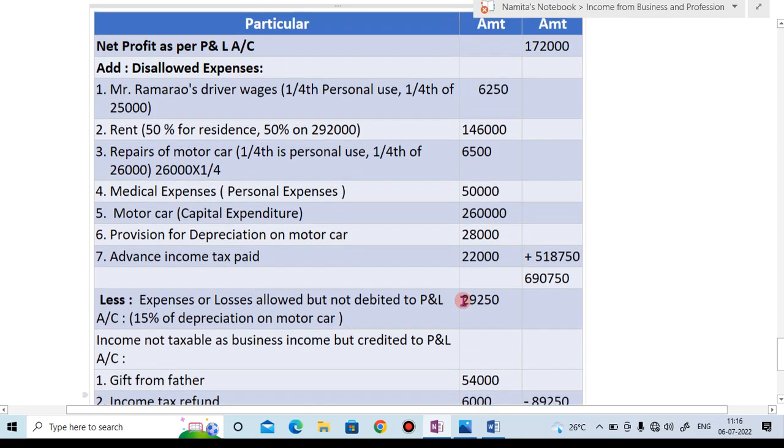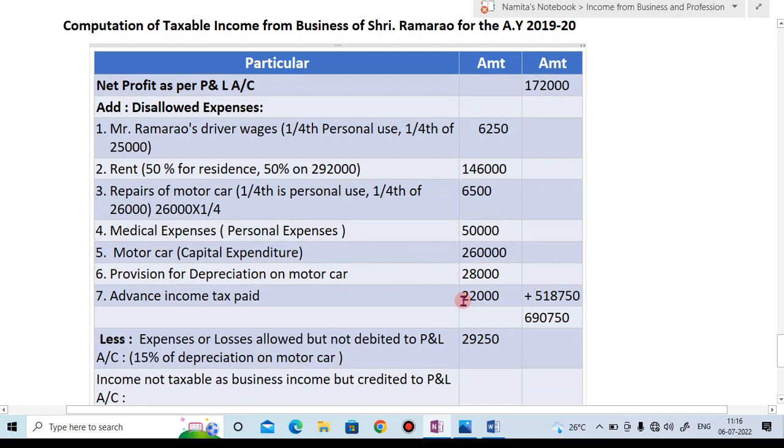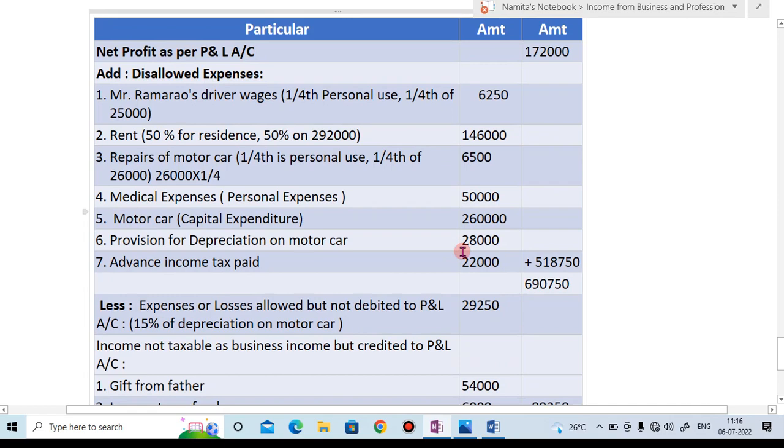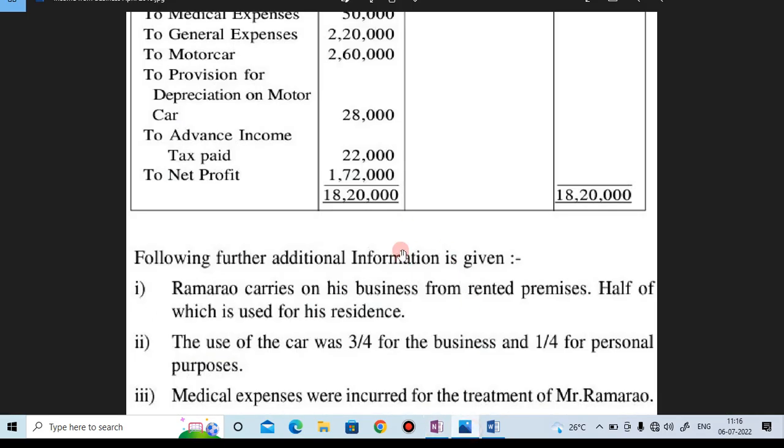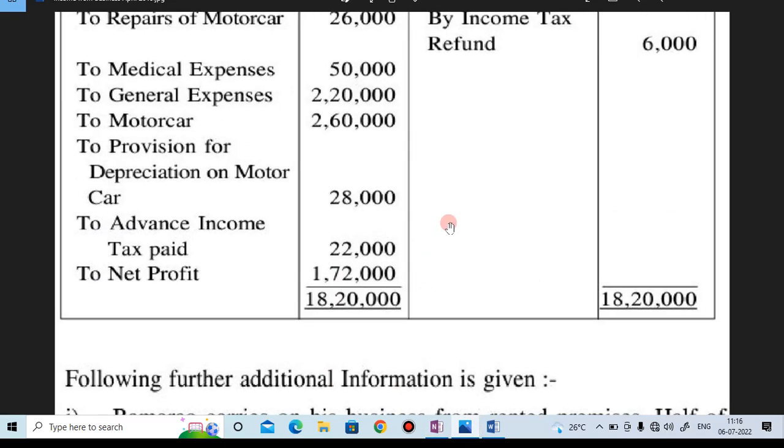So in this way you have to compute the taxable income from business. We have computed the taxable income from business for Mr. Ram Rao. This example, or this problem, was asked in a university examination.